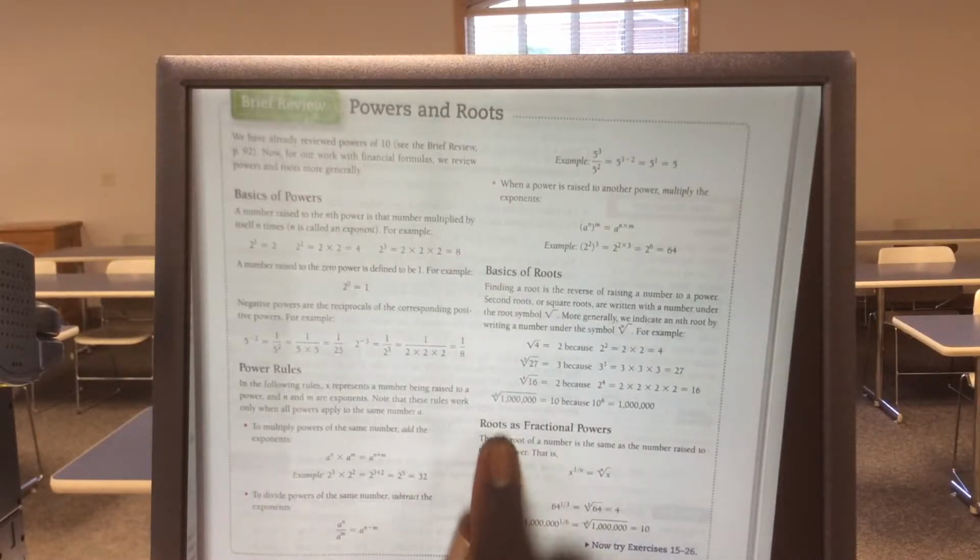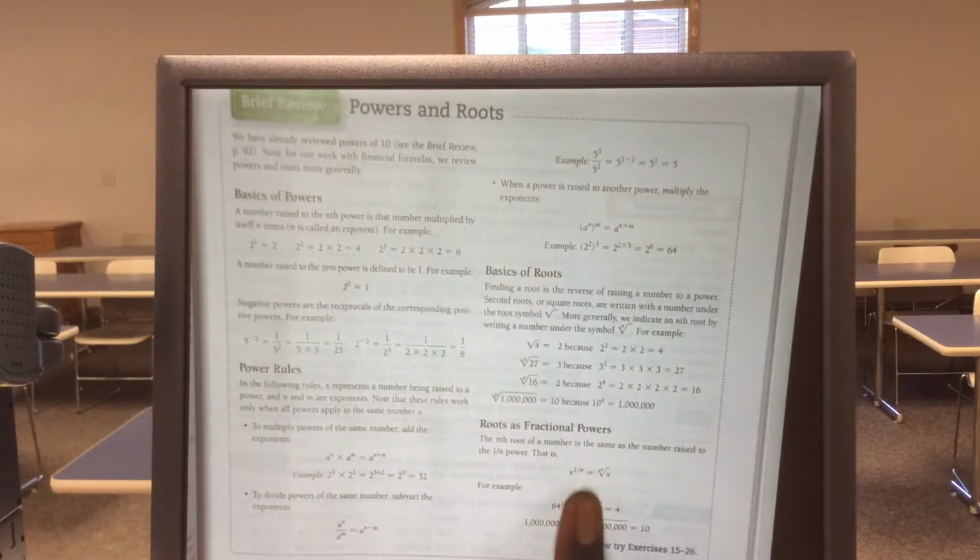And then you got roots of fractional powers here. The nth root of a number is the same as the number raised to the 1 over n power. That is, if I have x to the 1 over n, that would be the nth root of x. So for 64 to the 1/3 power, that's saying the cube root of 64, which will be 4. Or 1 million to the 1/6 power would be the sixth root of a million, which would be 10.